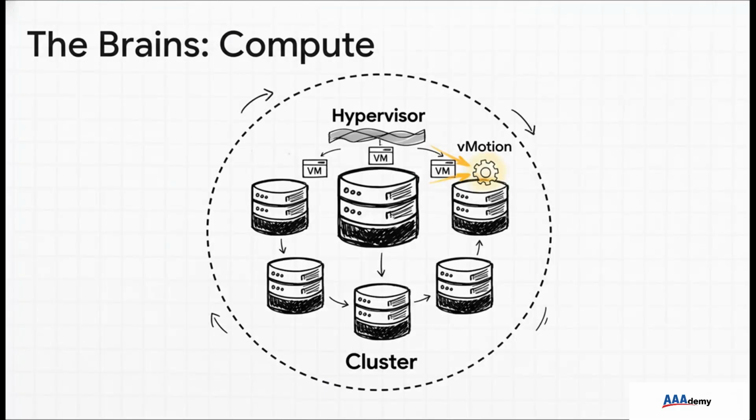First up, let's talk about the brains of the operation, compute. This all really starts with something called a hypervisor. Think of it like a magic layer of software that lets us take one big physical server and slice it up into lots of smaller, independent virtual machines, or VMs. Then we group these physical servers into clusters to get more power and, really importantly, more resilience. And this setup lets us do incredible things, like vMotion, which is literally moving a running application from one physical machine to another with absolutely zero downtime. The user has no idea it even happened.